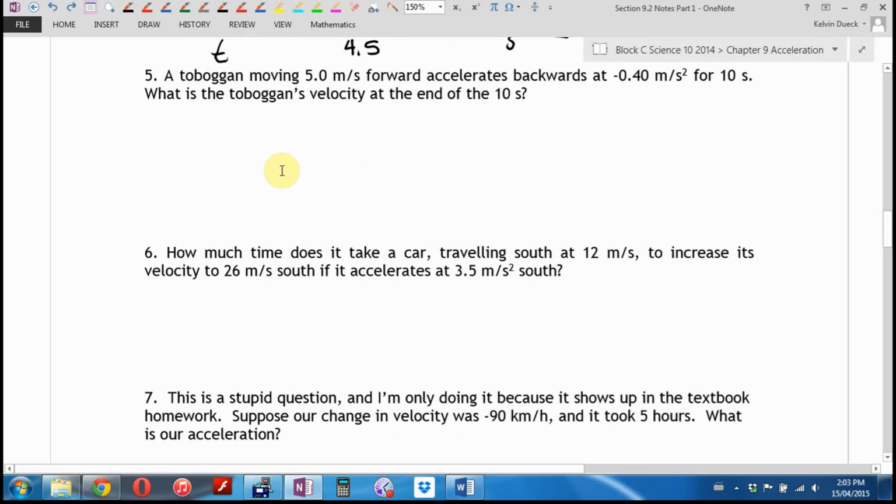Try number 5 on your own. I'm going to do it up here. Race ahead if you want. And it wants a velocity, which means we need magnitude and direction.